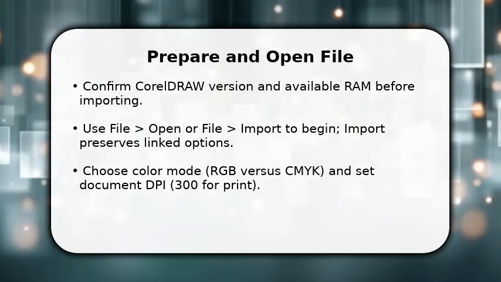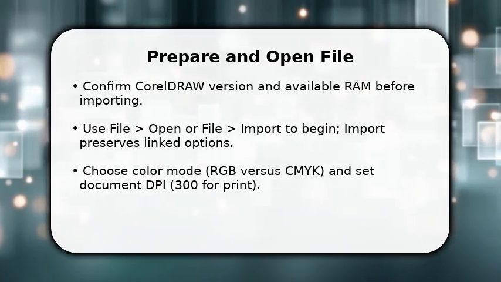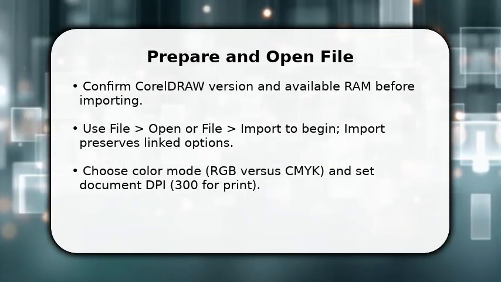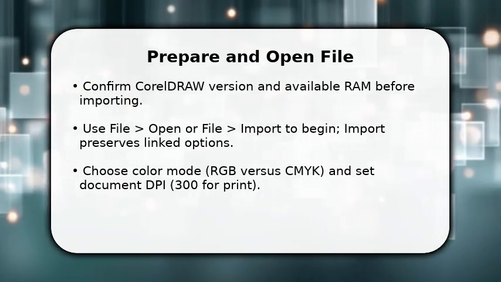You start by opening CorelDRAW and preparing the document. This avoids color and resolution surprises later. First, decide RGB for screen or CMYK for print and set DPI to 300 for high-quality images.